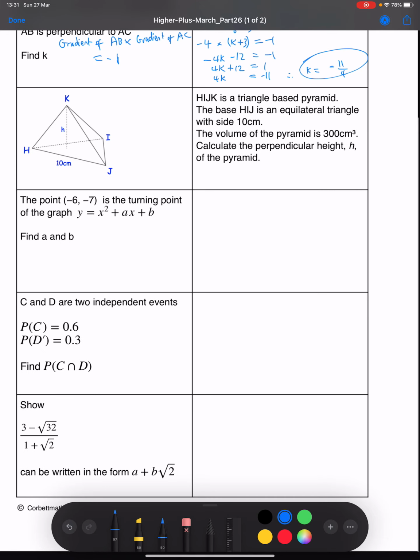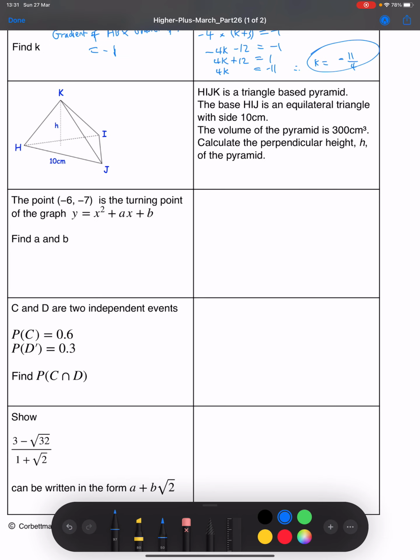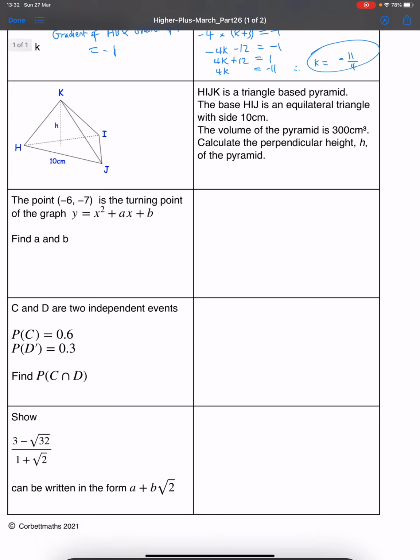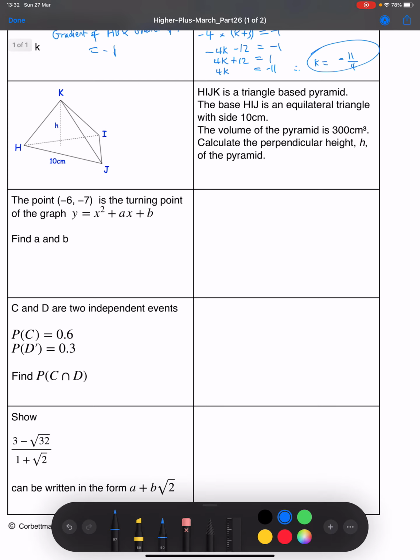Next question. All right, they've not really given us space to do this question, but okay, fine. It's okay. We'll deal with that. Let's write this one in red. So we've got a triangle-based pyramid, and we're told that this base face is an equilateral triangle. And the volume of the pyramid is 300 centimeters cubed, and we want to calculate the perpendicular height.